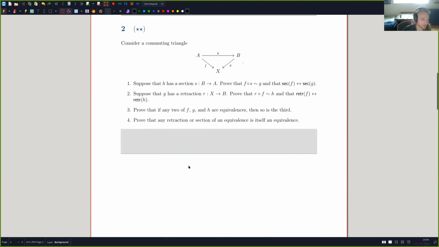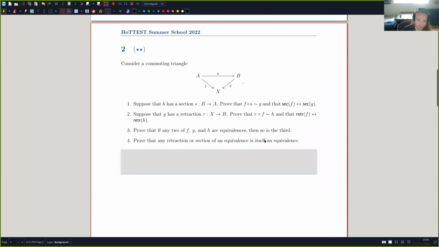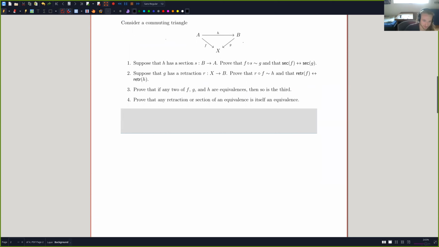This one's pretty long, but let's start with the first part and then see if we still need the second one, or maybe you can move on with the third one. But I'm happy to do all of them if that's what you wish. All right, we are given in part one our commutative triangle: A, h to B, then f to X, and g from B to X. And we also assume we have a section of h.